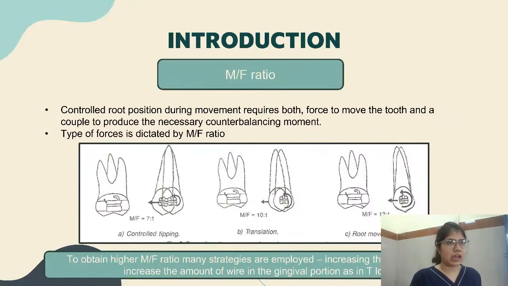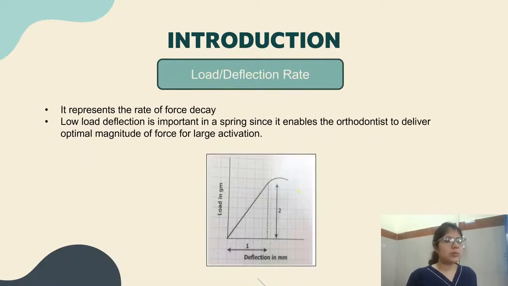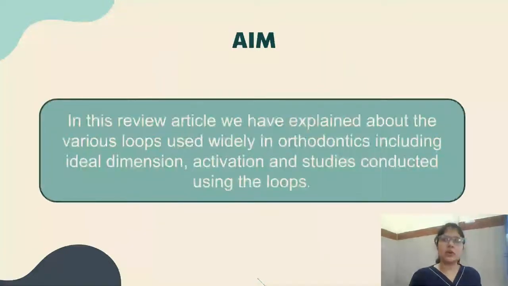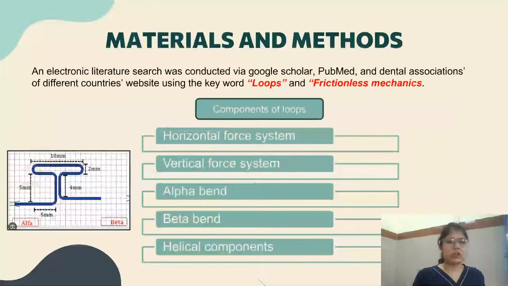So to obtain a higher M/F ratio, one may start increasing the length of the loop, the vertical length of the loop, or increasing the amount of wire in the gingival portion as in T loop. Load deflection rate represents the rate of force decay. A low load deflection rate is important in a spring since it enables the orthodontist to deliver optimal magnitude of force for large activation. Now, the aim of this review article was to explain the various loops used widely in orthodontics, including ideal dimension, activation, and studies conducted using the loops.